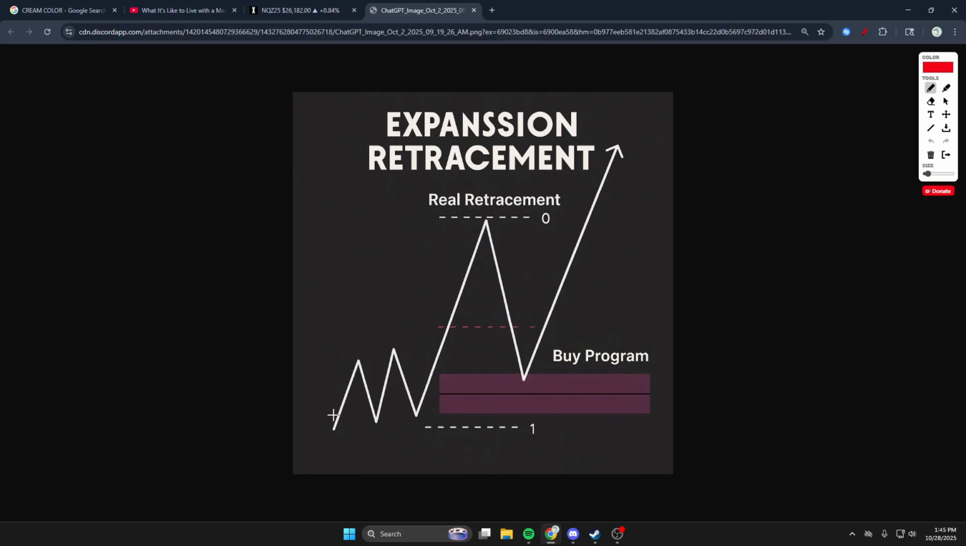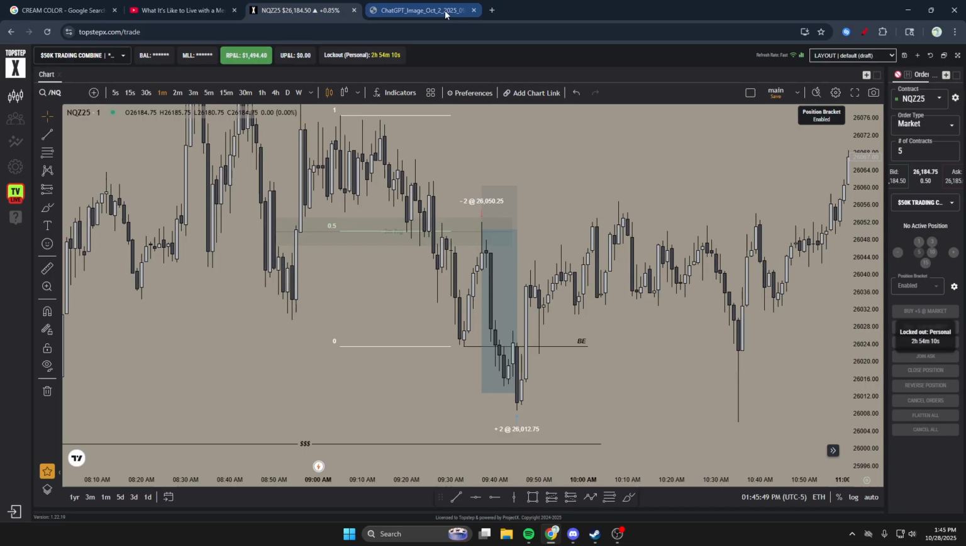Expansion is basically where you have price, whether it's consolidating, it's just in a range, whatever price is doing. Price expands, you take your fib, you find the 0.5, and then you take your entry in this area. And in this area, you'll be looking for a fair value gap, an order block, just any PD array, anything that you would trade off of.